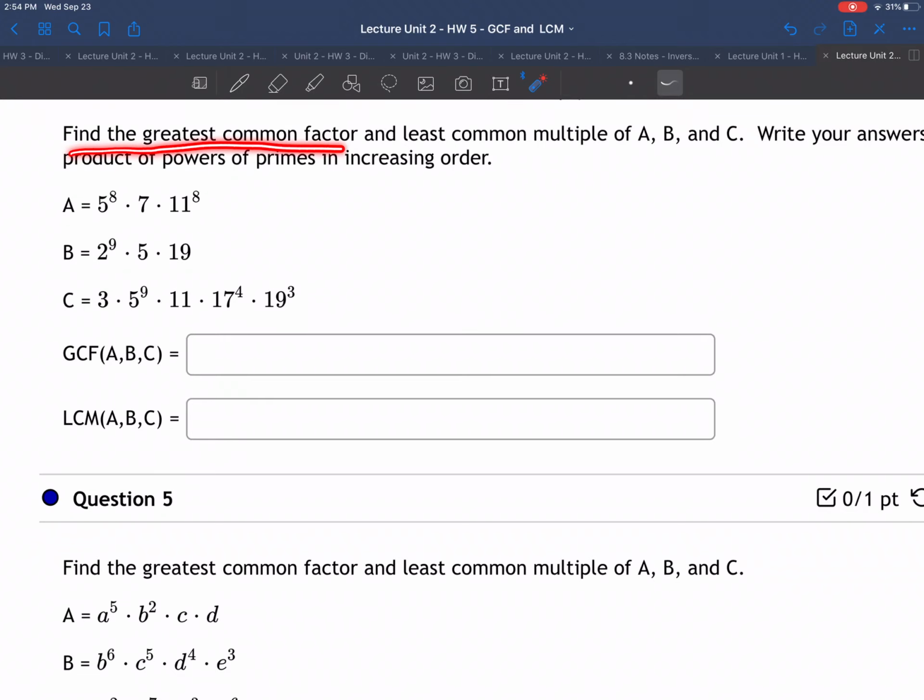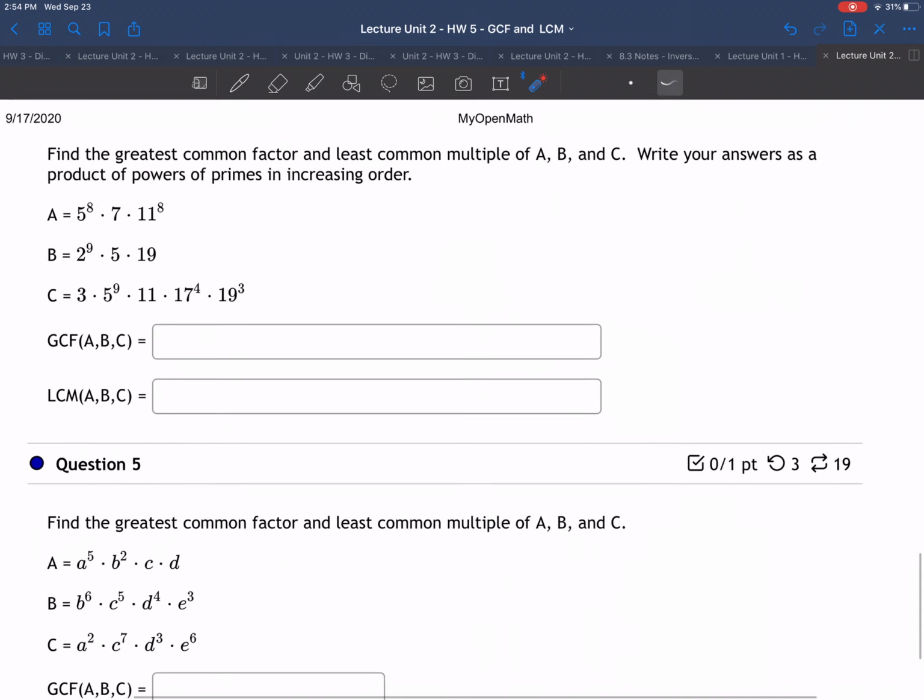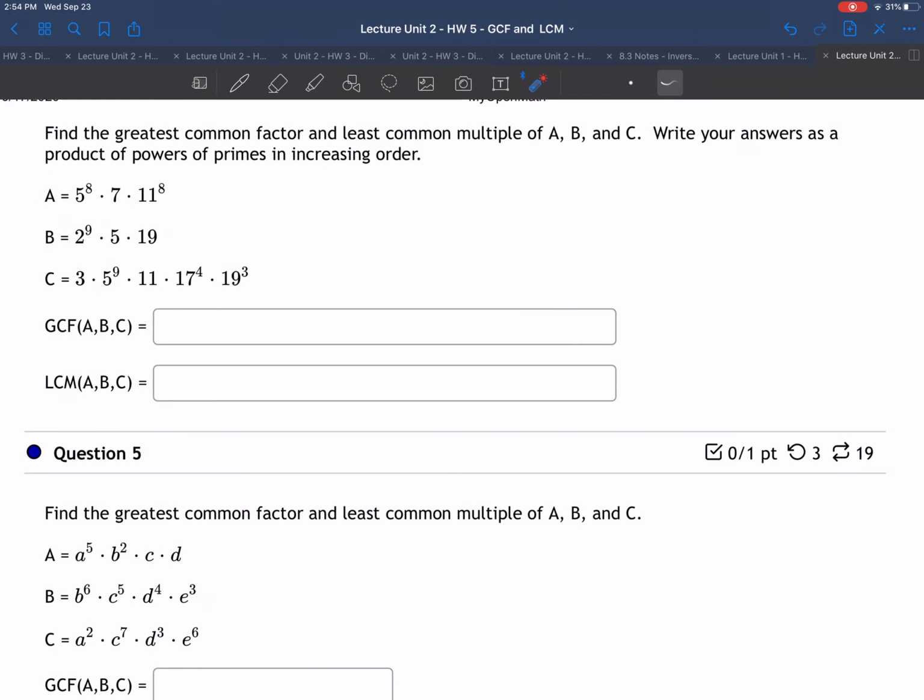Find the greatest common factor and least common multiple of A, B, and C. Write your answer as a product of powers of primes in increasing order. So you know what we need to do. They've already got the primes for us. We have to write these all lined up. That's what we need. So let me do that.